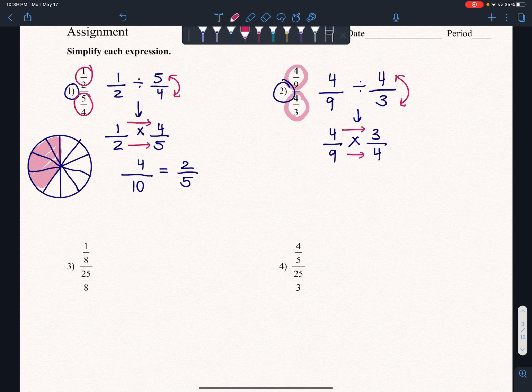And another thing that you can notice here is that you have a 4 on top and a 4 on the bottom. When you are multiplying, you're able to cross these out. And you're able to cross them out because it's not magic. There's a reason why you can cross them out, is because this is 4 times 3, and then this is 9 times, well, I mean, that's exactly what we wrote.